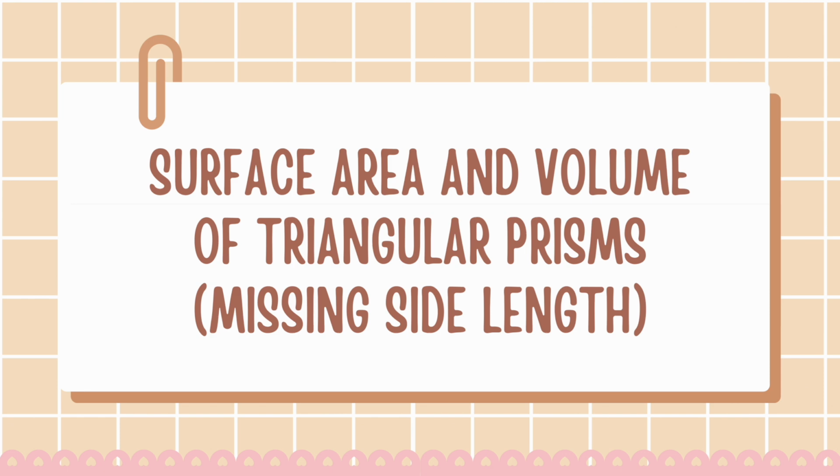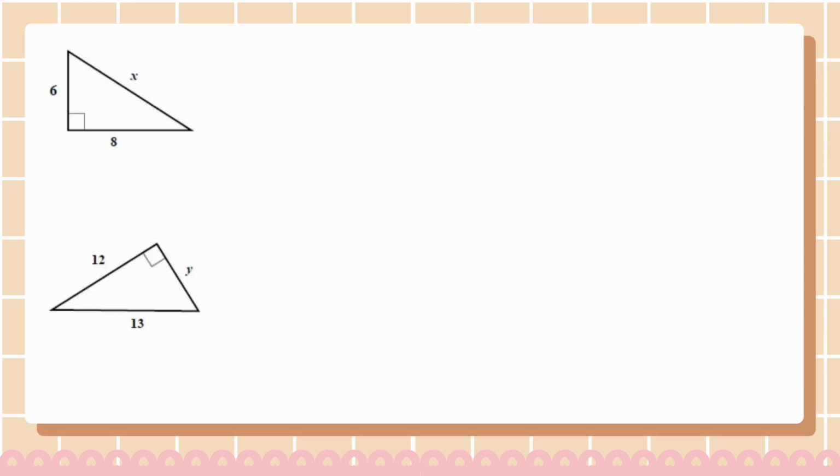Hi, today we're going to be learning how to calculate the surface area and volume of triangular prisms when missing a side length. Let's first start with reviewing how to solve for the missing side length of a right triangle. We're going to be using something called the Pythagorean theorem. This is also better known as a squared plus b squared is equal to c squared.